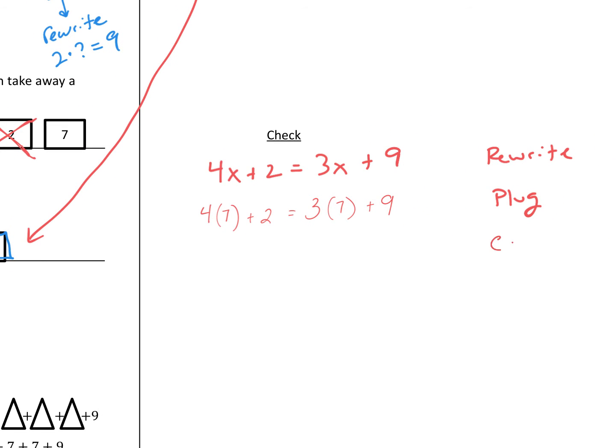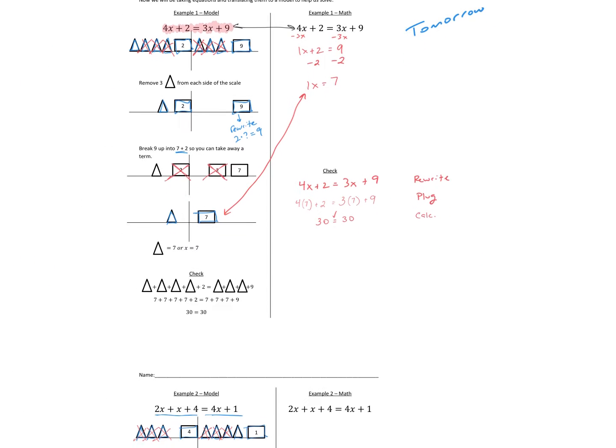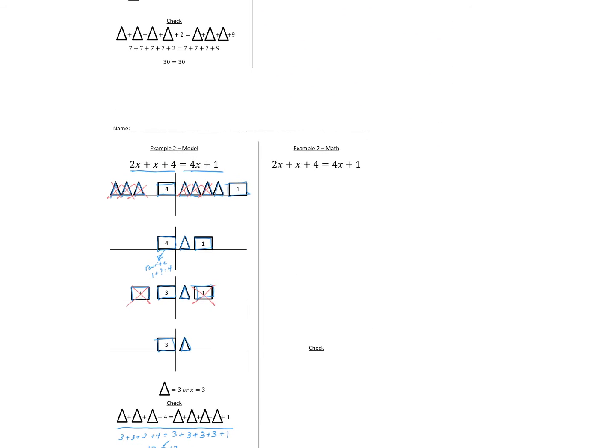From there, we use a calculator to see what each side equals. 4 times 7 is 28. 28 plus 2 is 30. 3 times 7 is 21. And 21 plus 9 equals 30. So we see that it does check out. So let's go ahead and try another one together.